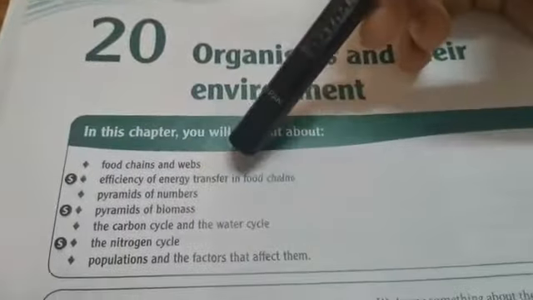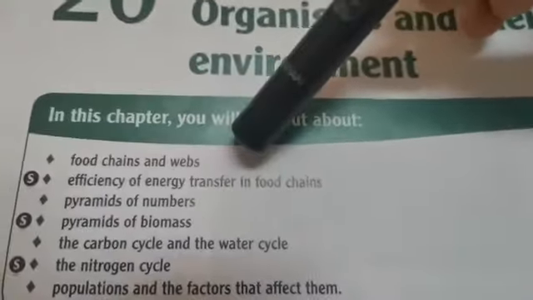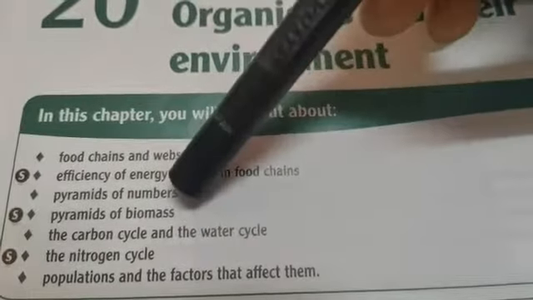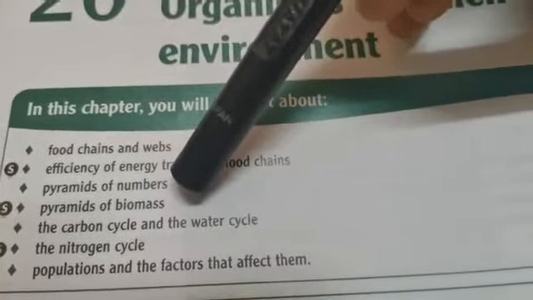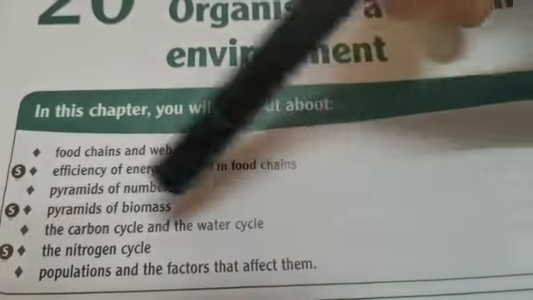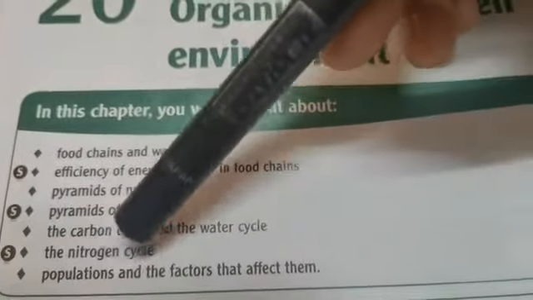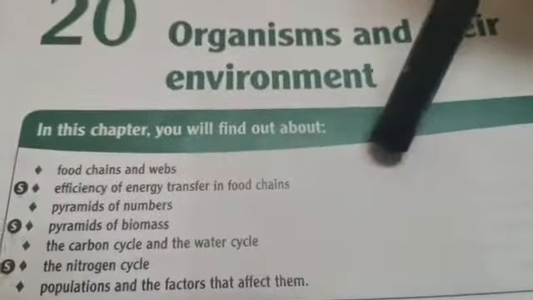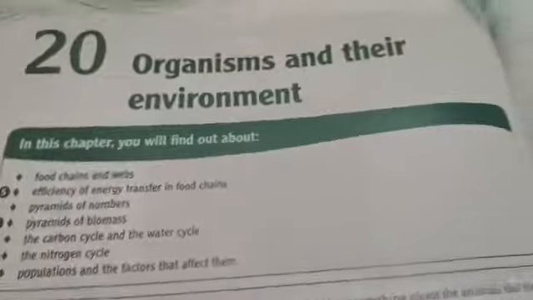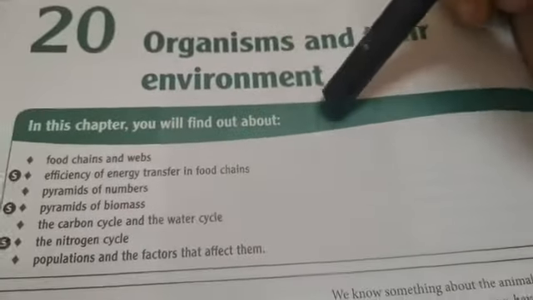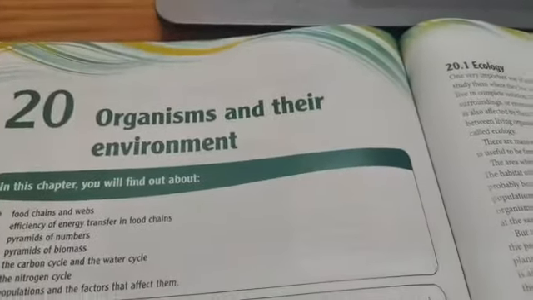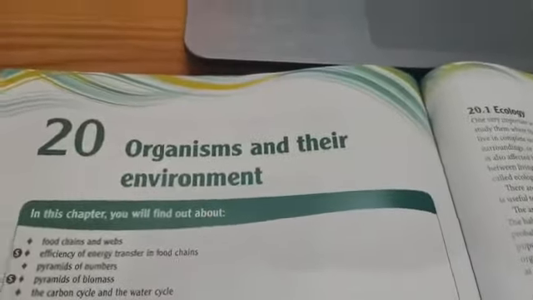In that unit, you want to learn food chains and food webs, efficiency of energy transfer, pyramid of numbers, pyramid of biomass, the carbon cycle and water cycle, the nitrogen cycle, populations and the factors that affect them. These are the points you want to learn in this unit. In grade 9, you already learned about the food chain, right? So it can be simple for you to learn these topics.